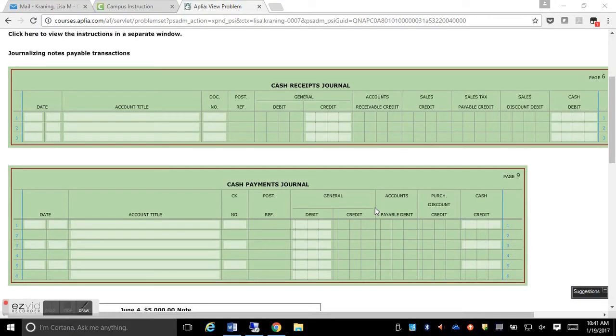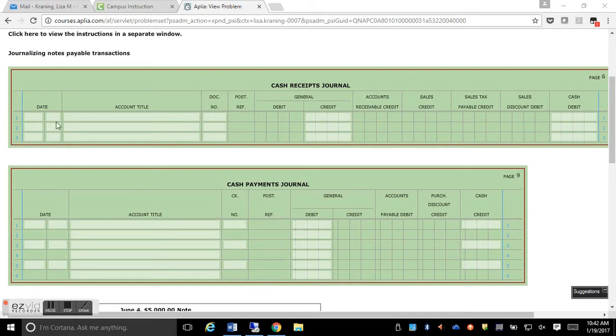Chapter 8, and this is 8-1, work together. If you'll turn to page 241 in your book, we are going to do some transactions that are going to include notes payable, and then we're going to pay off those notes. June 4th, signed a 90-day 10% note with Second National Bank, $5,000, R223.